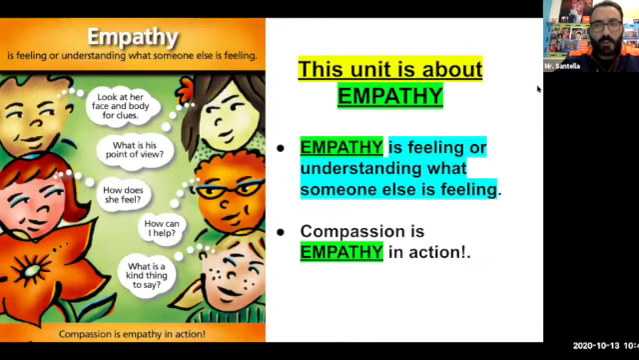This entire unit is going to be about empathy. And just to refresh your memory, empathy is feeling or understanding what someone else is feeling. Compassion is empathy in action. So when you use compassion, you're also using empathy.